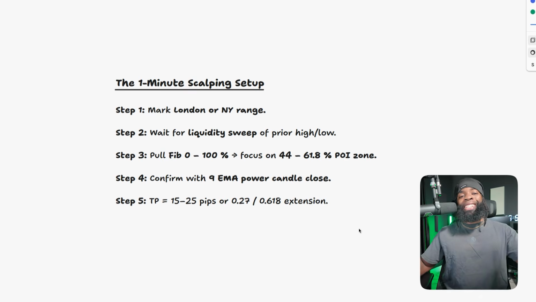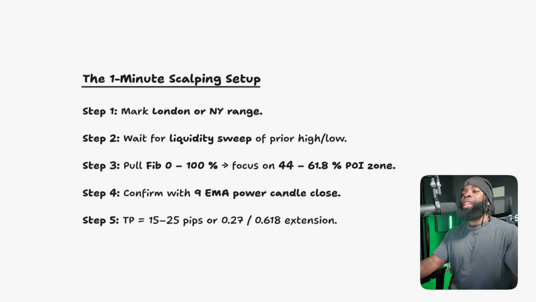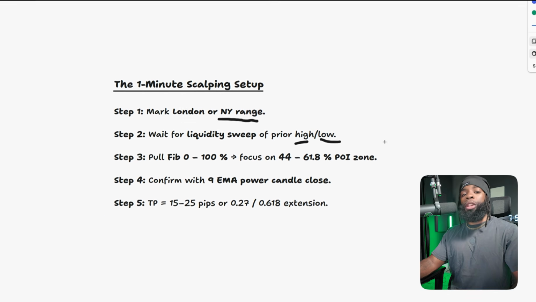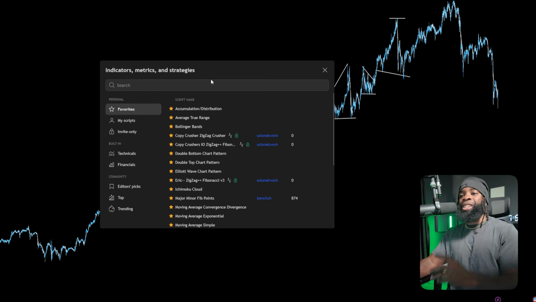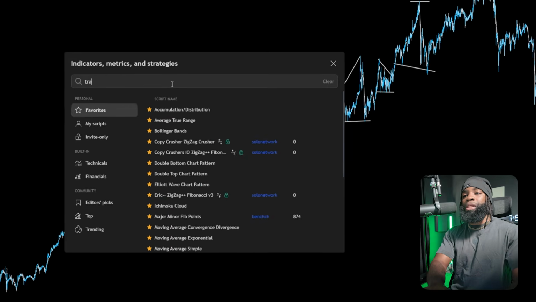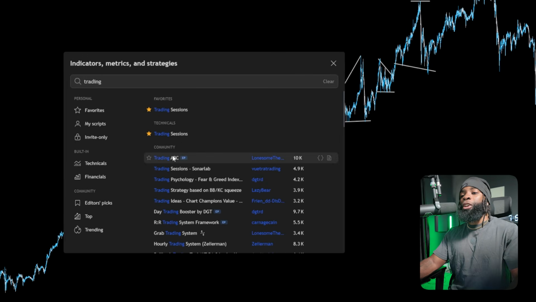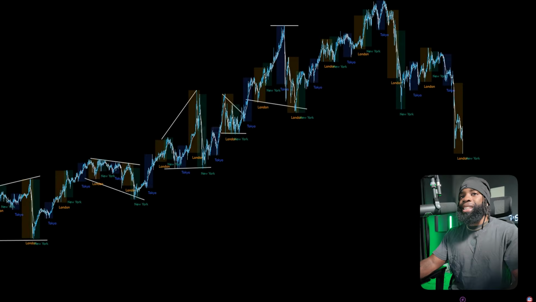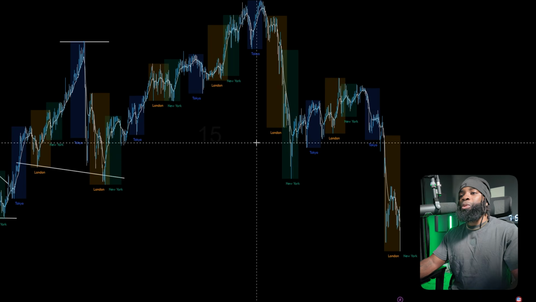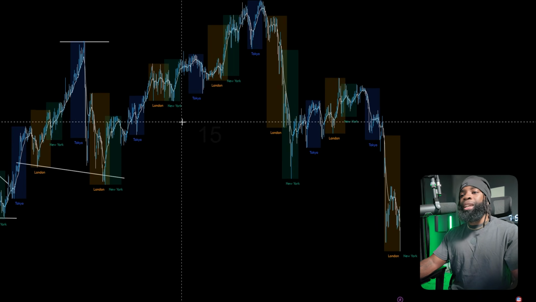So the very first step is going to be mark the London or New York range. After that step, second step would be wait for a liquidity sweep of prior highs and prior lows. When you are in TradingView, you want to go up top where you see indicators. And when you see indicators, you want to type in something called trading sessions, and you want to get the very first one you see, which is this one here. Once you get that, it will look just like this, showing all of the sessions that you want, which is Tokyo, London, and New York.